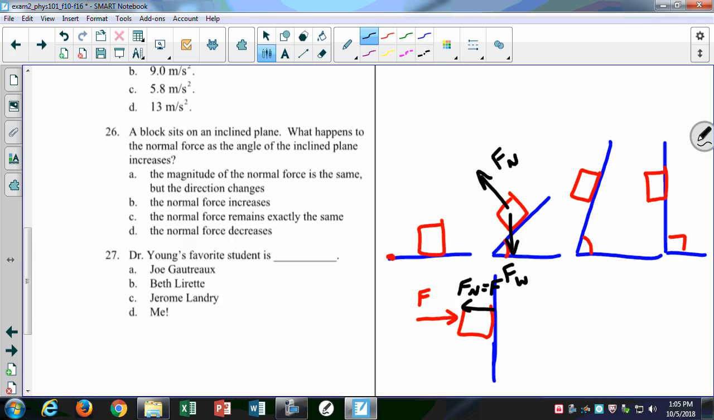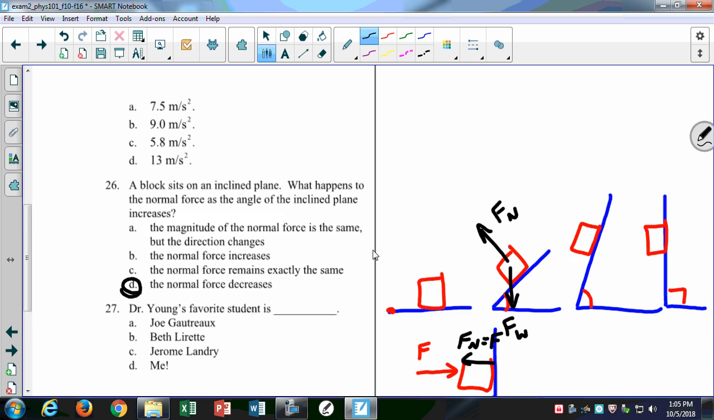The normal force in this case has nothing to do with the weight, because the weight is acting down, but the normal force is that force. Whatever I'm pushing in is the reaction force to that. That's important. Okay? You understand what I'm saying? So here, the normal force decreases.